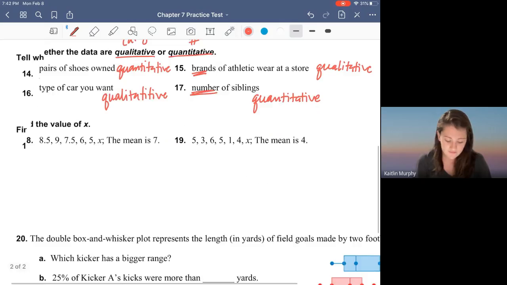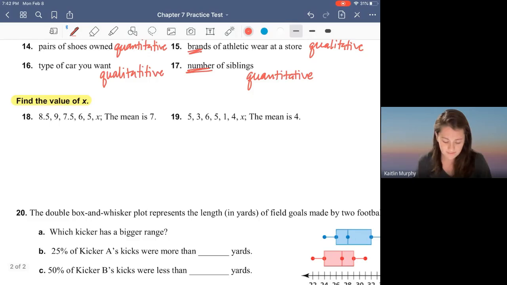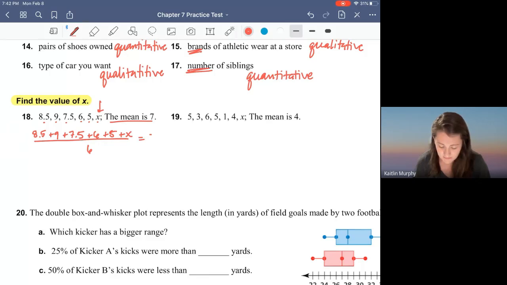Okay, find the value of X. These are some pretty hard problems. This also came from our blue worksheet right at the beginning from 7.1. They're going to tell us what the mean is, and we have a missing variable. So remember, the way we set this up is I have 1, 2, 3, 4, 5, 6 things that I need to add together. So if I add the 8.5 plus the 9 plus the 7.5 plus 6 plus 5 plus X, I would need to divide by 6. And it's saying the mean should be 7.